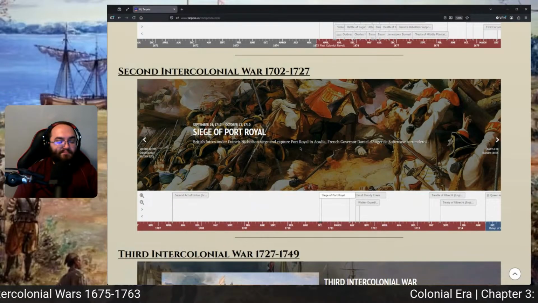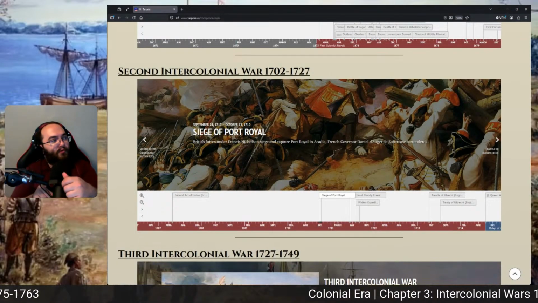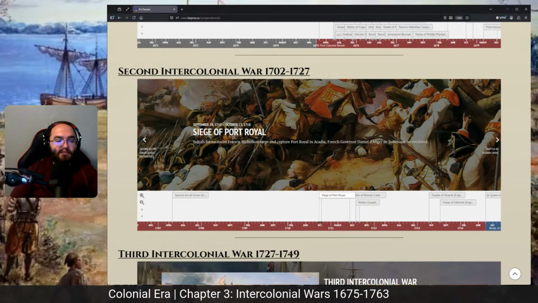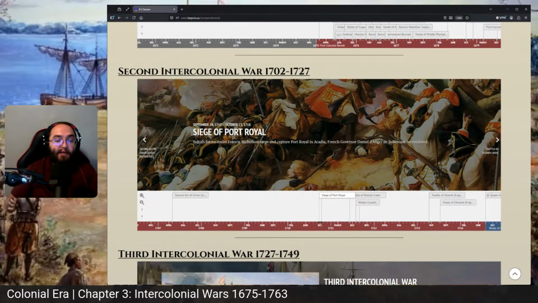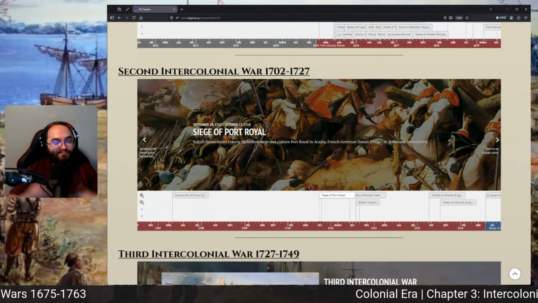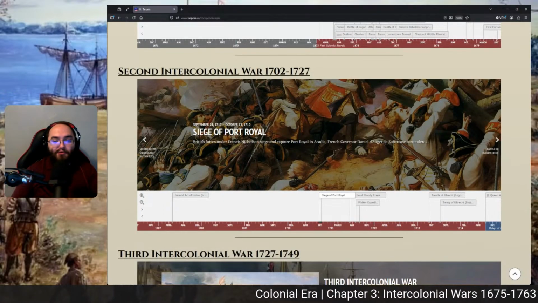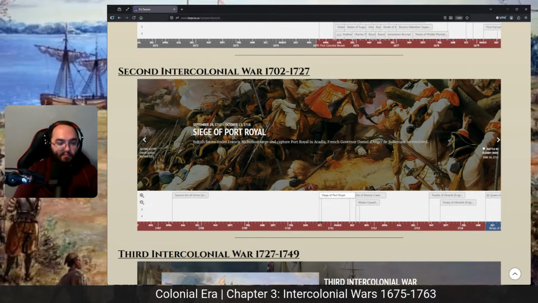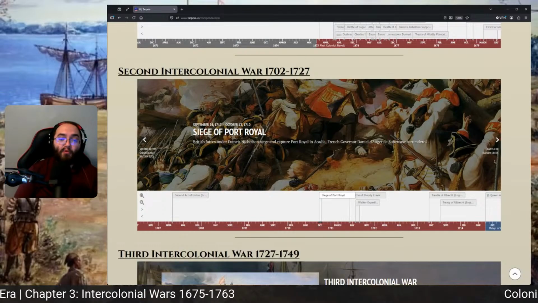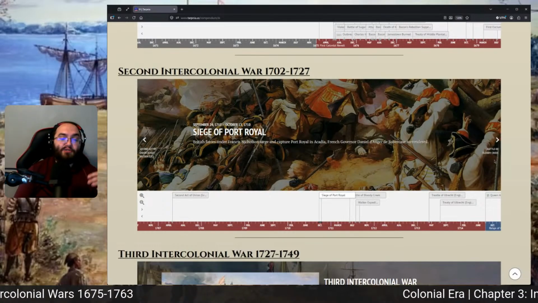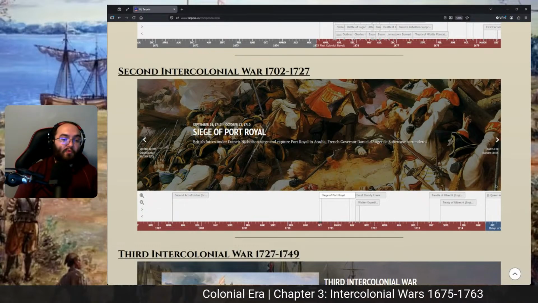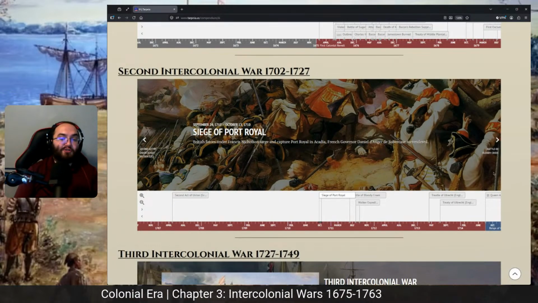You have the Siege of Port Royal. British forces under Francis Nicholson sieged and captured Port Royal in Acadia. French Governor Daniel d'Aguirre de Supercase, I know I butchered that, surrendered. So the British retake Port Royal. They took it during King William's War, but part of the Treaty of Ryswick is to restore the French territory and gave back Port Royal to the French, and now the English just took it again.